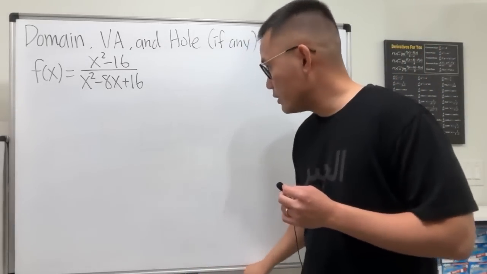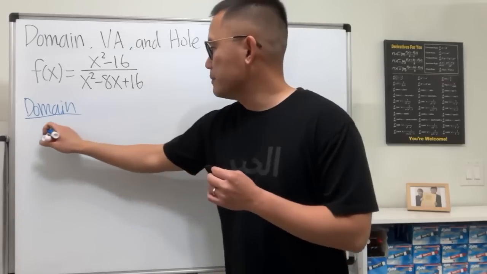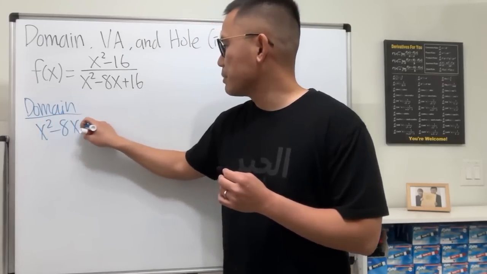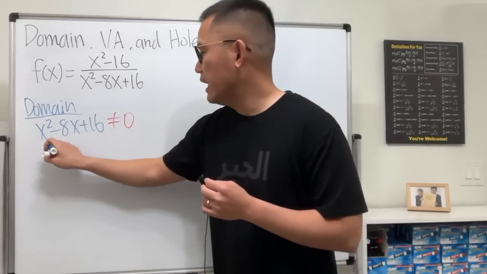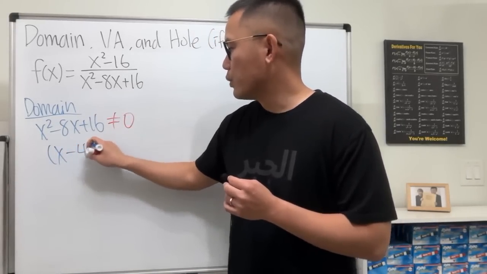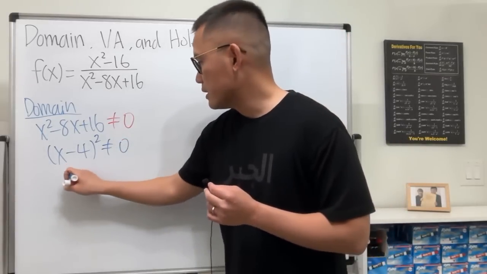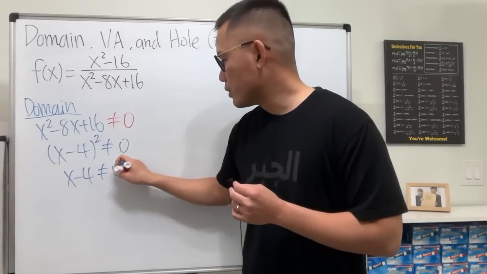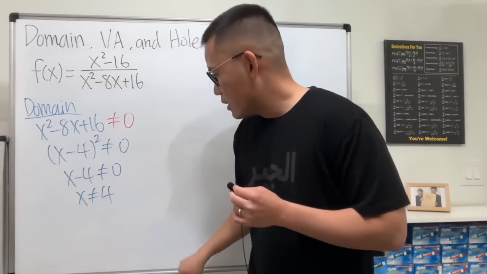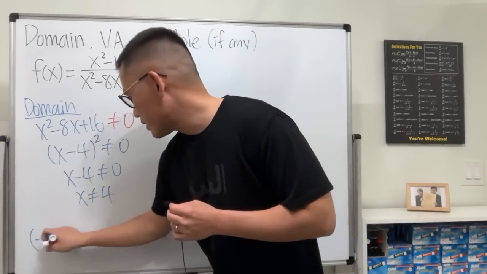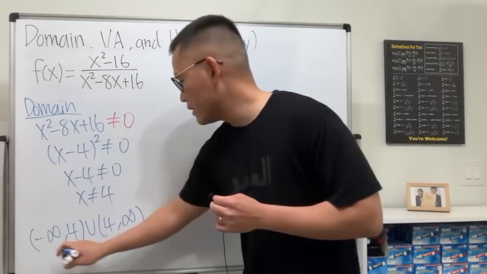All right, last one. Let's go ahead and find the domain right away. So the bottom, x squared minus 8x plus 16, make it not equal to 0. Factor this, we get x minus 4 times x minus 4, which is x minus 4 squared, not equal to 0. So this means x minus 4 cannot be equal to 0, so x better not be positive 4. And then we can just write the domain. We go from negative infinity up to 4, union 4 to infinity.